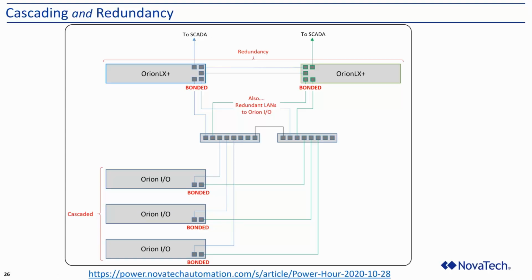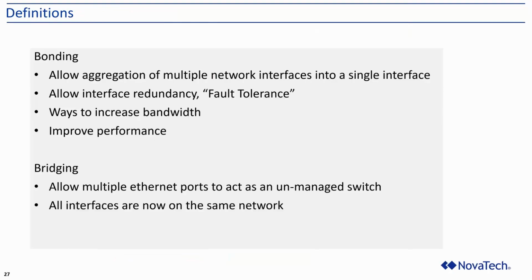Just a quick reminder of what bonding and bridging are. Bonding is basically combining multiple network interfaces into a single interface, possibly for redundancy and to improve performance. So that is the bonding side of things, but bridging, so keep those 2 terms in mind.